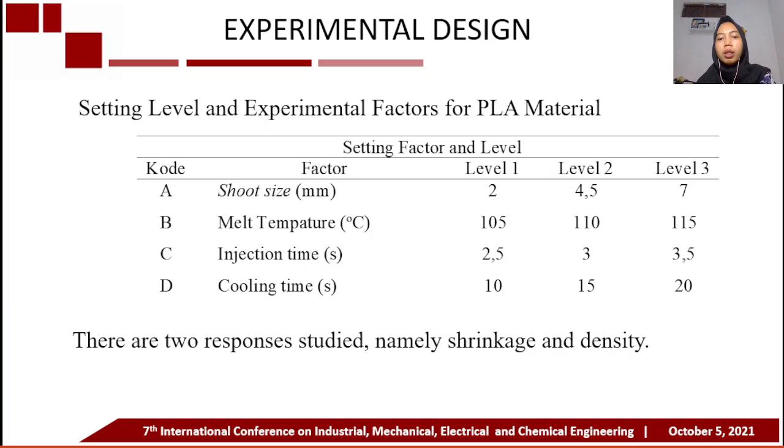This is the table of setting levels and experimental factors for PLA material. There are 4 factors with 3 different levels: shot size, melt temperature, injection time, and the last is cooling time. And the responses are shrinkage and density.